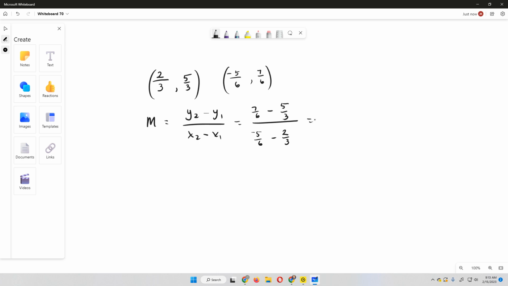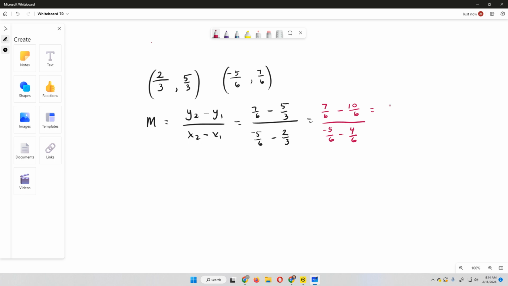Okay, we've got to find a common denominator. That's going to be 6 for these. So we'll have 7/6 minus 10/6. And in the bottom, we're going to have -5/6 minus 4/6. Now, I went through that quickly. If you have questions about how to find common denominators and get equivalent fractions, you need to review that topic as you go along.